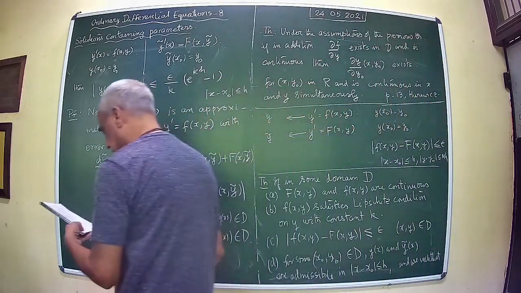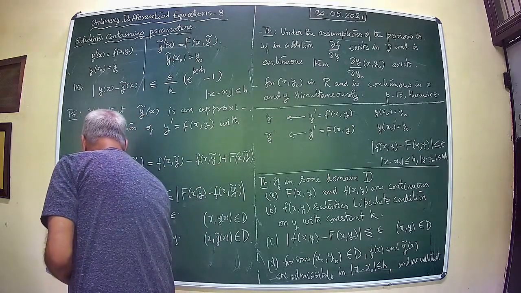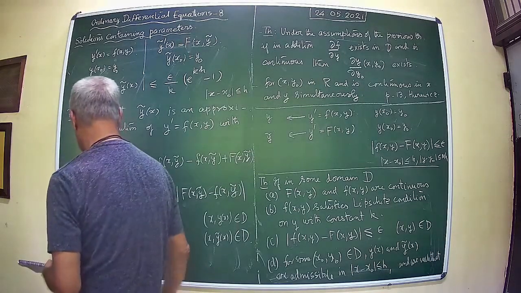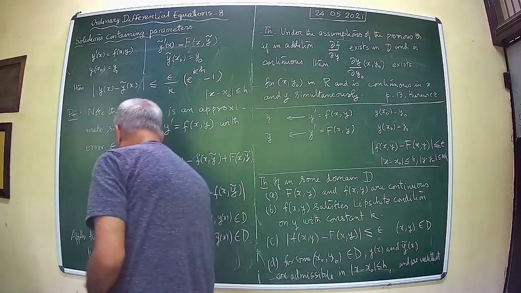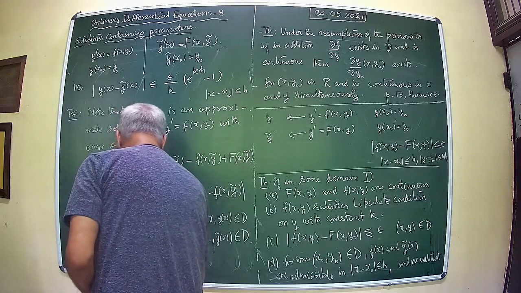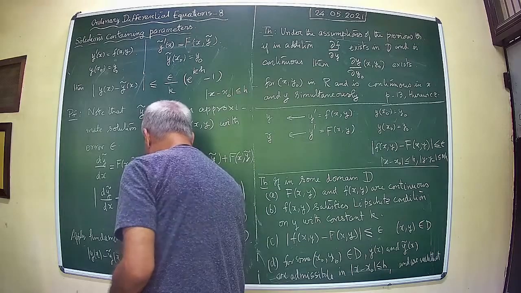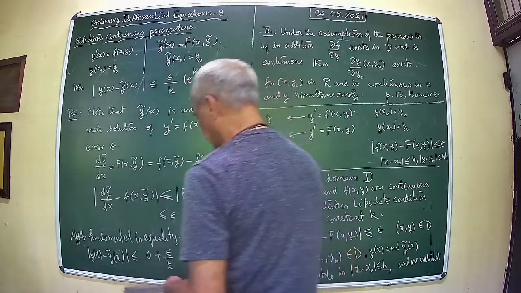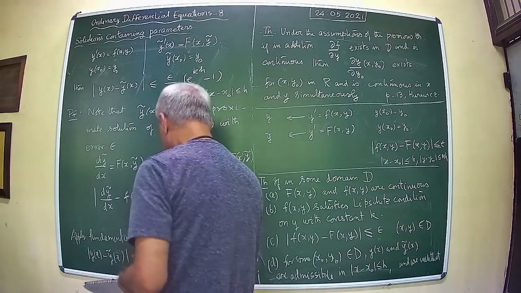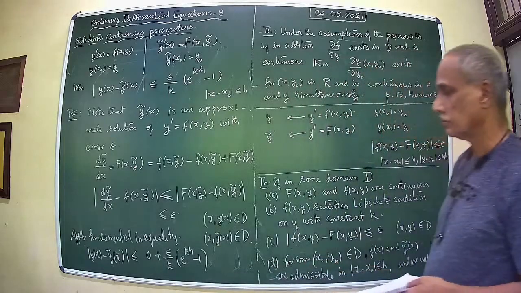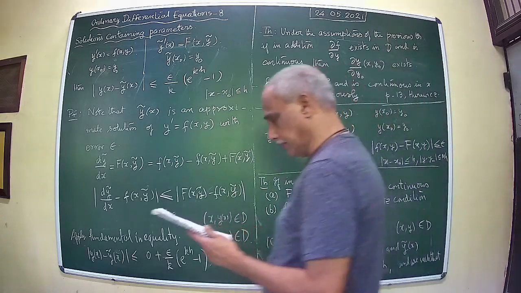So what you have is this: you get mod y(x) minus y tilde at x is less than or equal to, the first term is 0, the second term is epsilon divided by k, that is the error term, e to the power k h minus 1. This is the estimate that you get. Okay, so that completes the proof of this theorem.